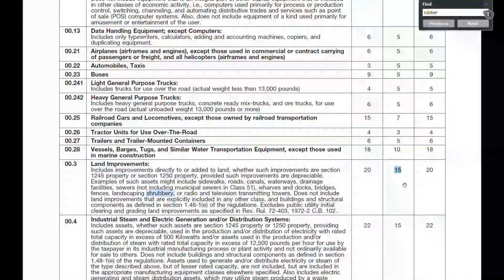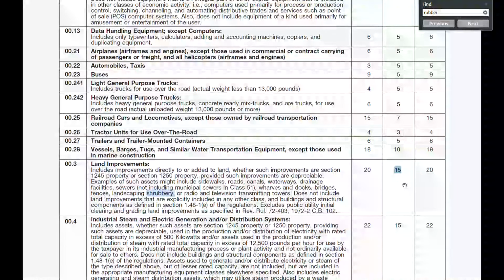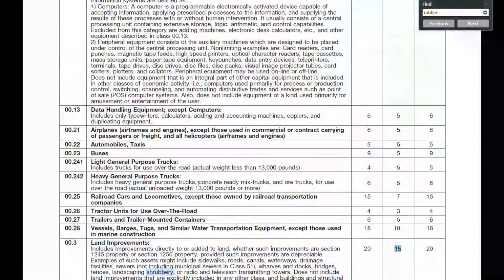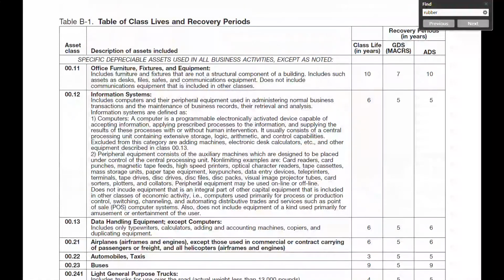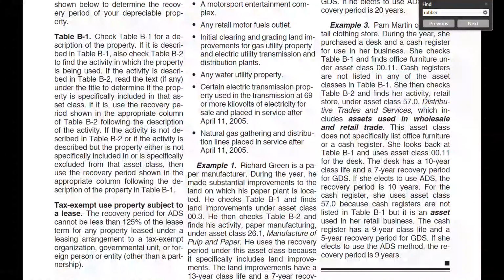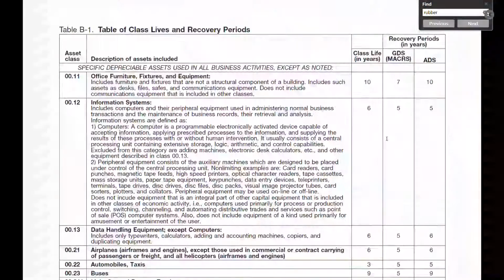So to summarize, you have to look at both tables. If the activity is listed under the activity category, then use that depreciation recovery period. If it's not, then use this general B1 table to find the correct recovery period. Example 3 uses a retail store. Someone is running a retail store, and then they bought a desk and a cash register for their business, and how they are going to be depreciated, that's the question here.